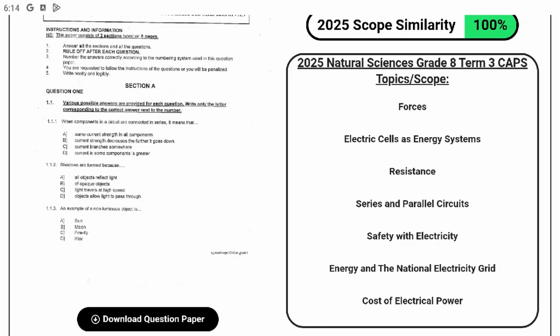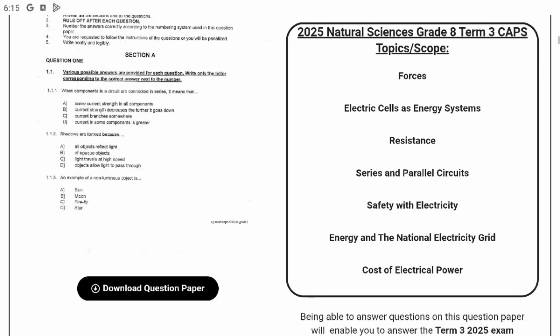So the scope includes forces, electric cells as energy systems, resistance, series and parallel circuits, safety with electricity, energy and the national electricity grid, and the cost of electrical power, right?